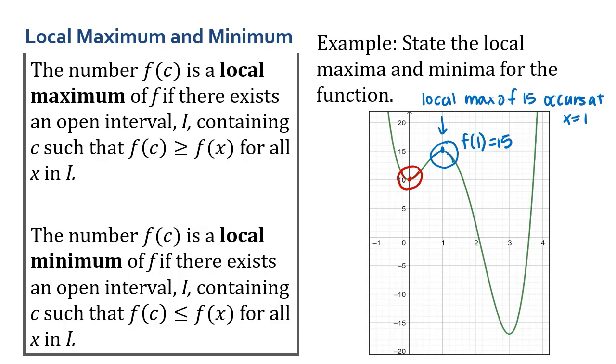So again, we could say you have a local minimum of 10, so the local minimum is 10. It occurs at x equals 0. Or you could write f of 0 equals 10. But again, that local minimum is 10 because it's that y value. We have another local minimum right here, and that occurs at 3, and it looks like about 17.